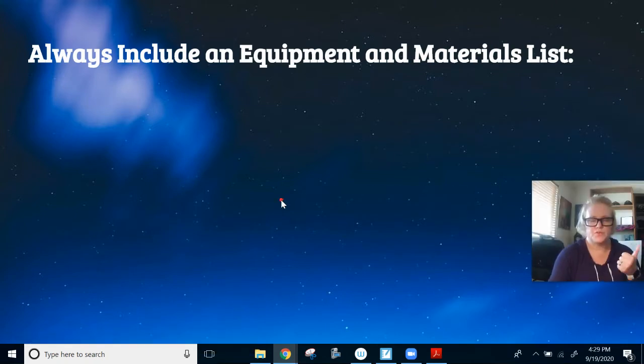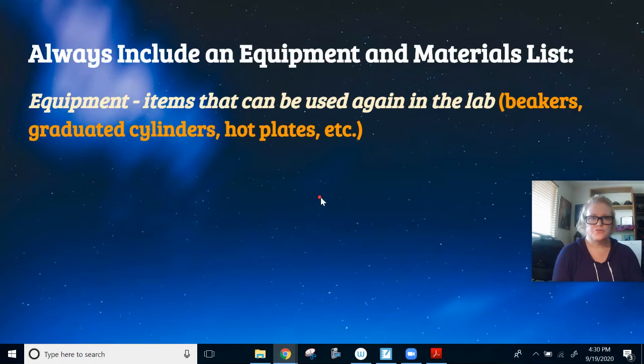So that covered what controlled, manipulated, and responding variables are for a great lab investigation procedure. Let's look at the other components now. Good procedures always include an equipment and materials list, and there's a difference between the two of those. First and foremost, equipment is defined as items that can be used again in the lab. For instance, beakers, graduated cylinders, hot plates, beaker tongs, flasks, all of those things can be washed and reused.